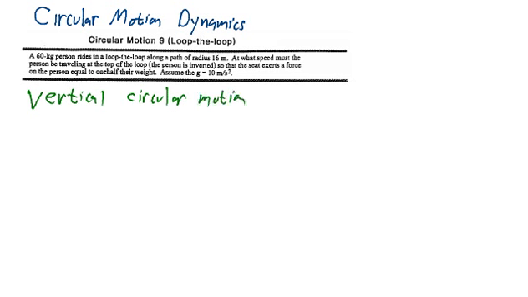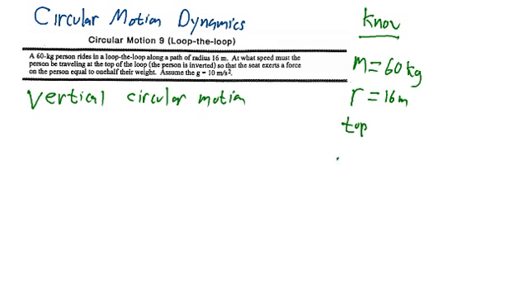Alright, so let's read the problem a little more carefully and make a list of what we know and what we want to find. Alright, so a person, 60 kilograms, I'll write that down, the mass. It rides a loop-de-loop along a path of radius 16 meters. That's the radius of the circle. At what speed must the person be traveling at the top of the loop so that when the person is inverted, the seat exerts a force on the person equal to 1/2 of their weight?